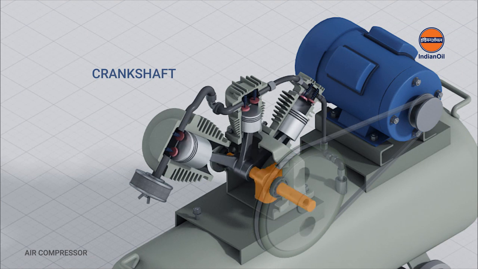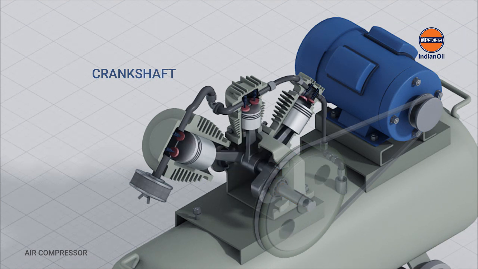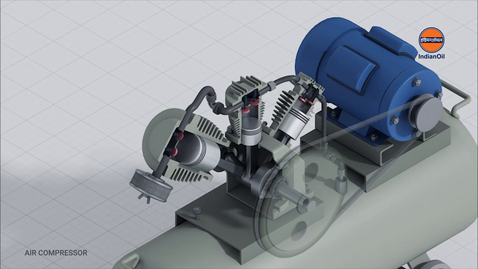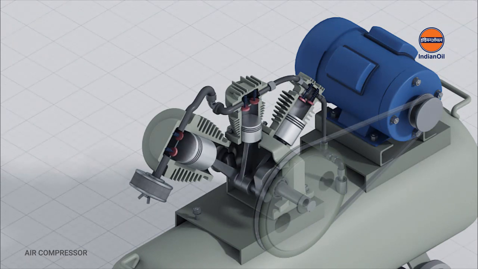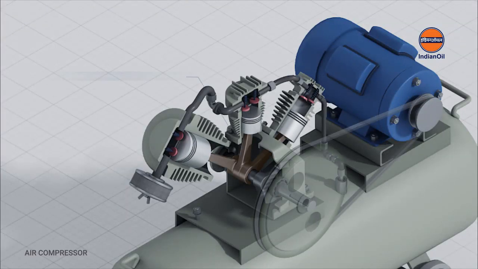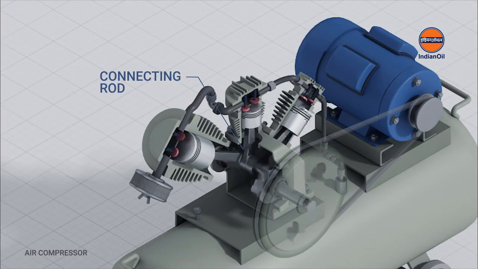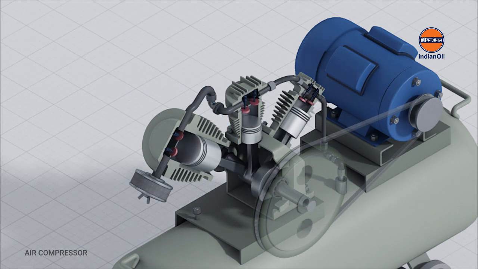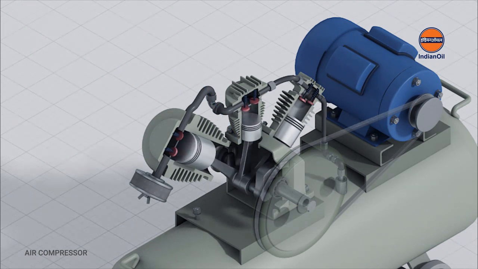Crankshaft. The crankshaft is the major shaft in a compressor, the other being a motor shaft. The shaft revolves around the frame axis and it drives the piston, piston rod and connecting rod. Connecting rod. A connecting rod is linked between the crankshaft and piston.